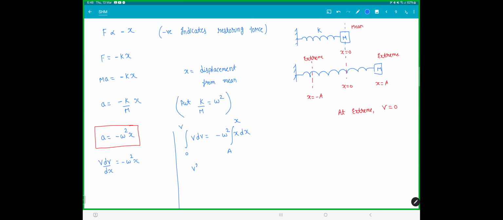When you integrate this, you get v square by 2 is equal to minus omega square by 2 into x square minus a square. We get v is equal to omega root over a square minus x square. This is your second result. So the first one is a relation between acceleration and displacement. The second was a relation between velocity and displacement. Have a look at this.